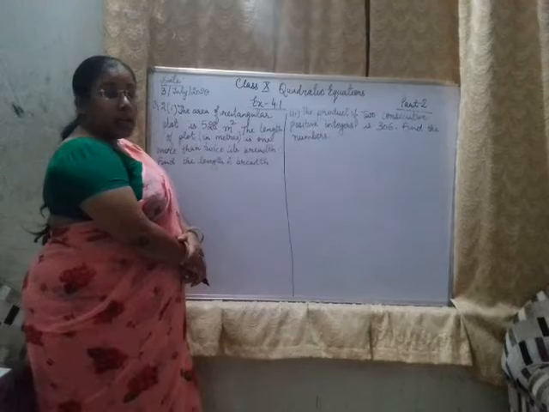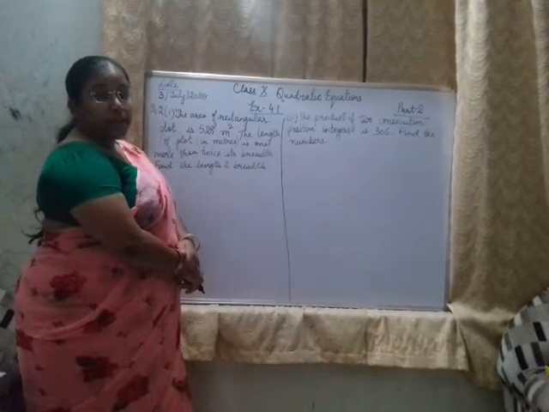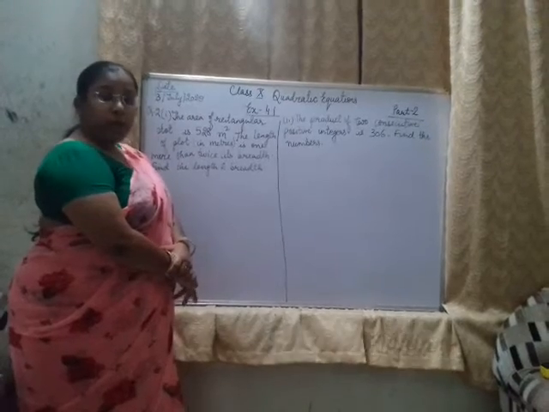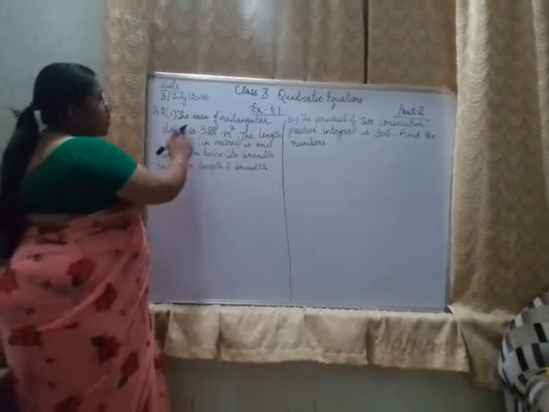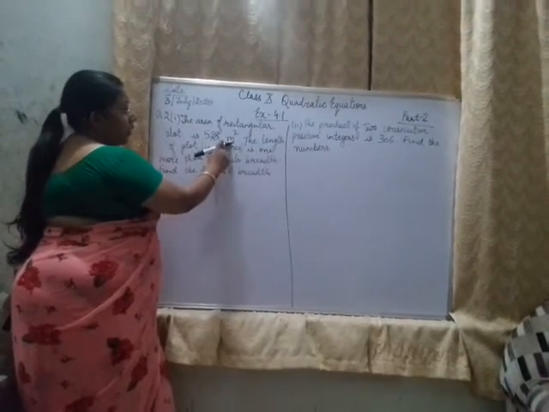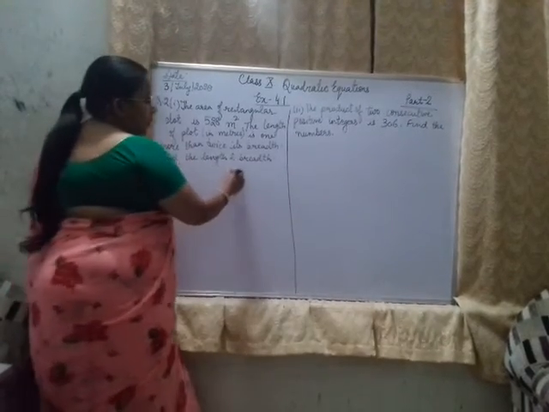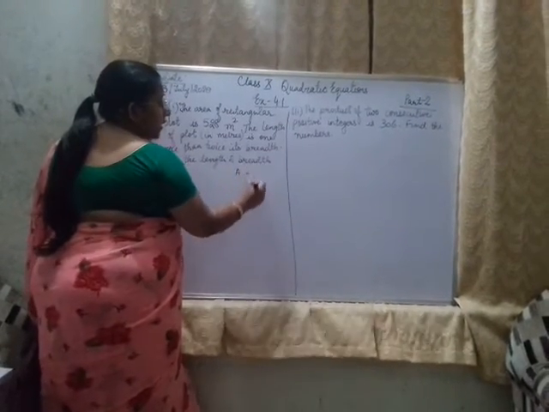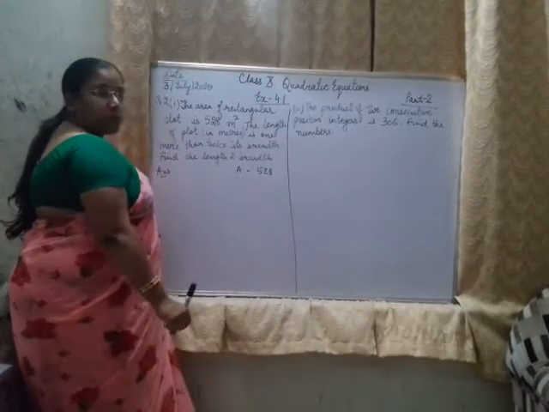I suppose everyone has done it, and if you have any problem in any question, please inform me. I will solve your doubts. Now the first question says the area of a rectangular plot is 528 meters square. So what is being given first? Always try to write what is given on the right hand side as rough work. That helps you to solve the question.